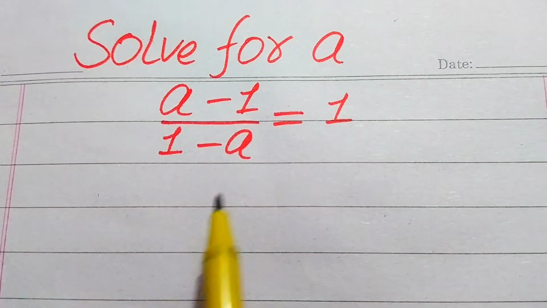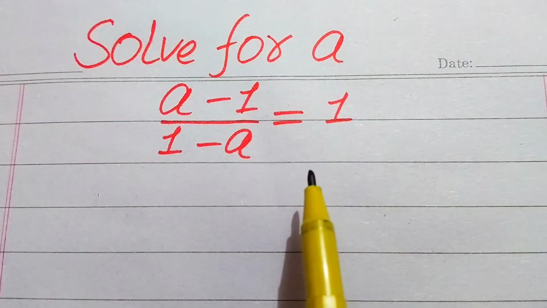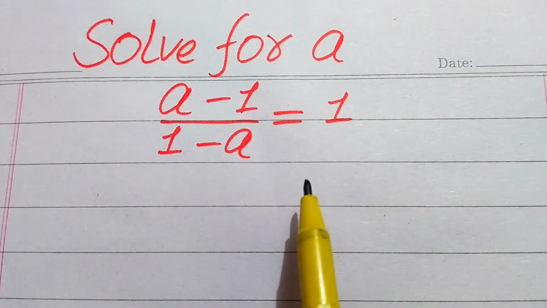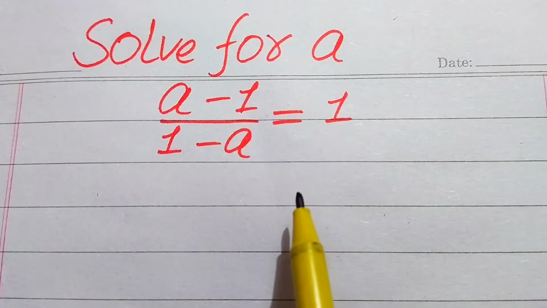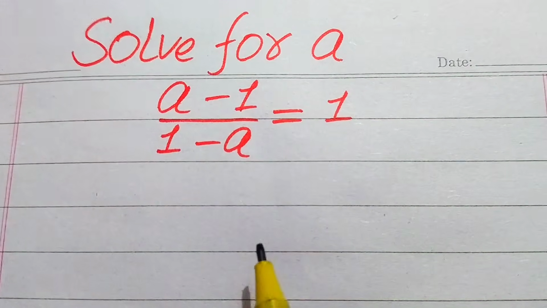So here we have (a - 1) divided by (1 - a) is equal to 1, and we solve this problem for all the values of a. Here, first we find all the roots of this equation, and at the last we will verify which of the roots are solutions and which of the roots are extraneous roots.